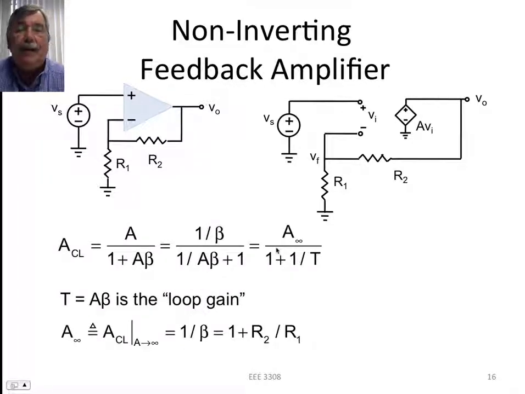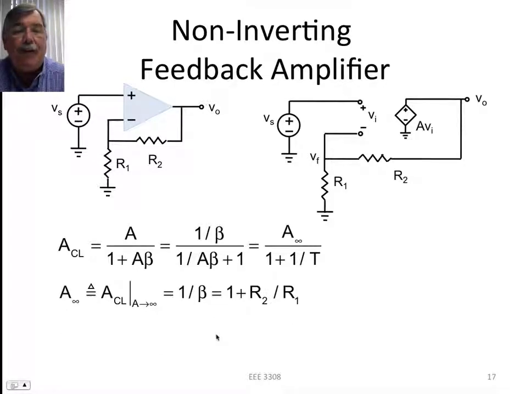There's another way that is a little more general. If you take this form and then divide both top and bottom by A beta, you can convert it into this form. You can let A beta be what I call the loop gain, 1 over T. If T is sufficiently large, then this factor drops out, and we get that the closed loop gain is just A infinity. In that case, this would be 1 over beta. And when I say A infinity, we're going to be using this. It's the value of the closed loop gain you get if A goes to infinity.